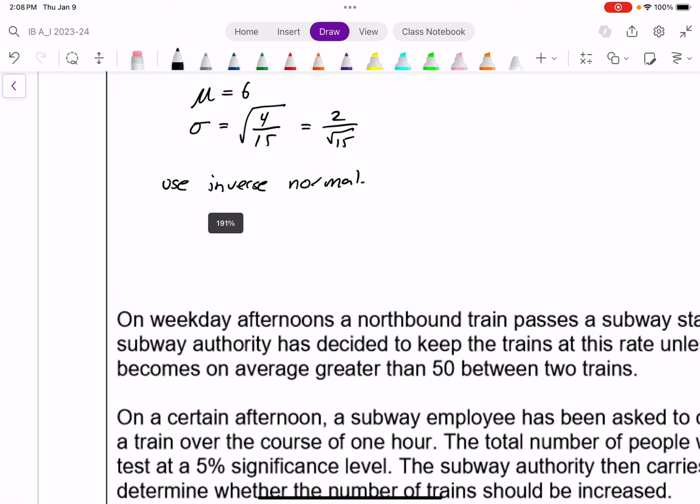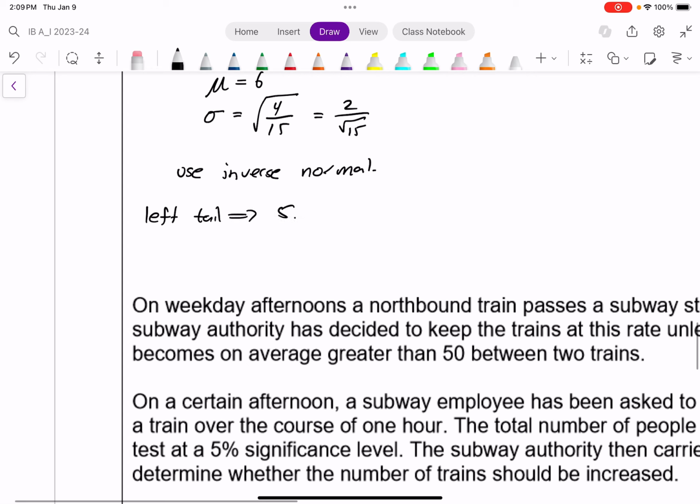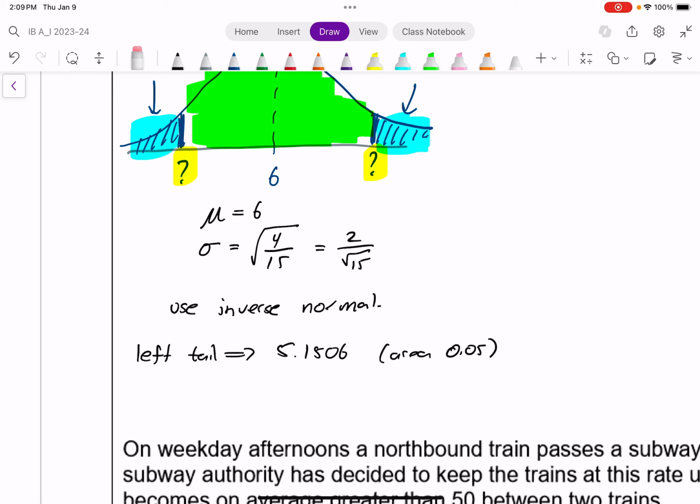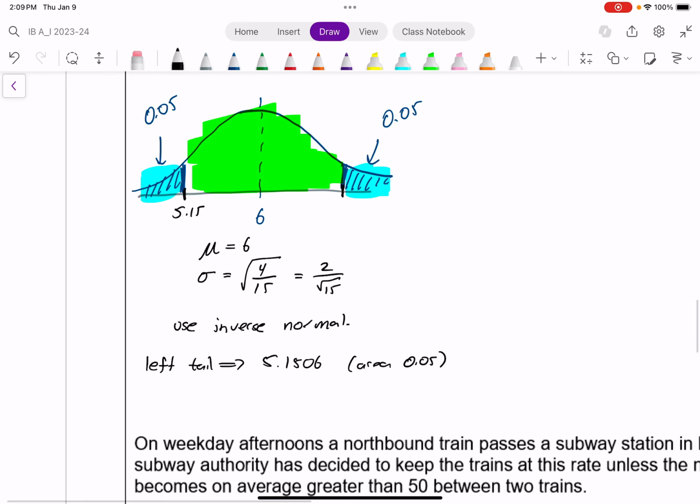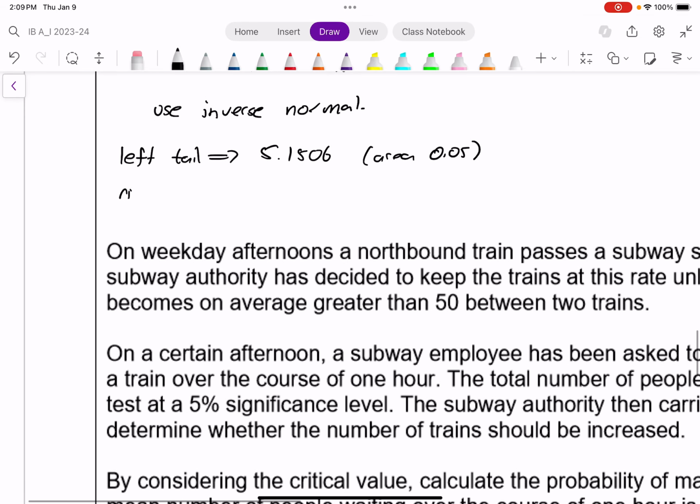So if we do it by the 2 different tails, for the left tail, you should get approximately 5.1506. And again, that's looking at the area of 0.05. So this critical value is approximately 5.15. And the other one, for the right tail, that area of 0.05, should come to about 6.85. I'll write 6.85 here. I'll put a few more significant figures down here.